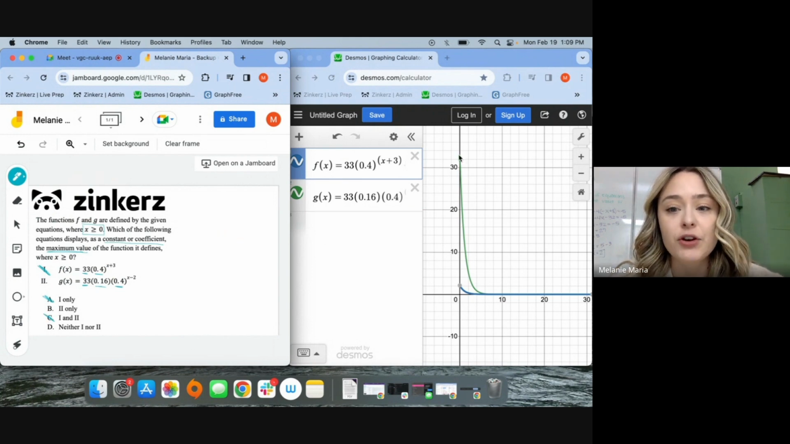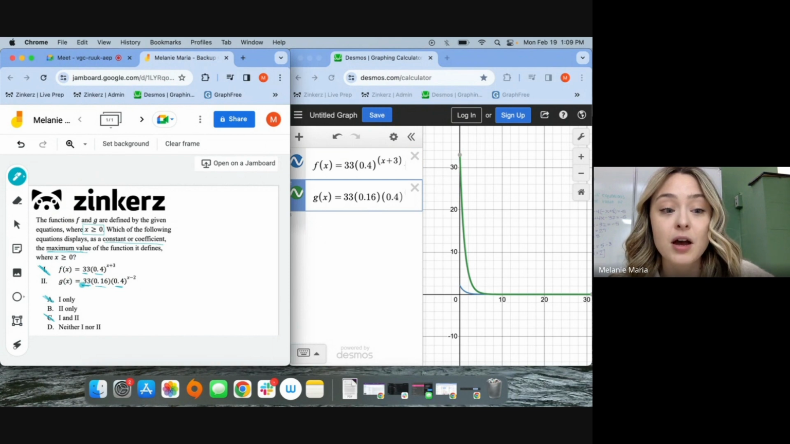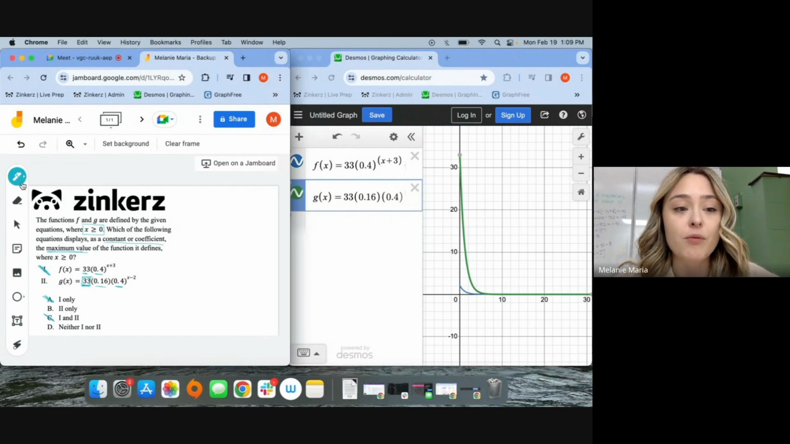And then let's take a look at function g. Function g has a maximum value of 33. And again, that's going to match up with the numbers we're looking for. Here's that 33 constant coefficient that we're looking for. And so that is going to be our answer. We know that function g, not function f, displays a constant or a coefficient that matches its maximum value. So I know that b is going to be my answer.